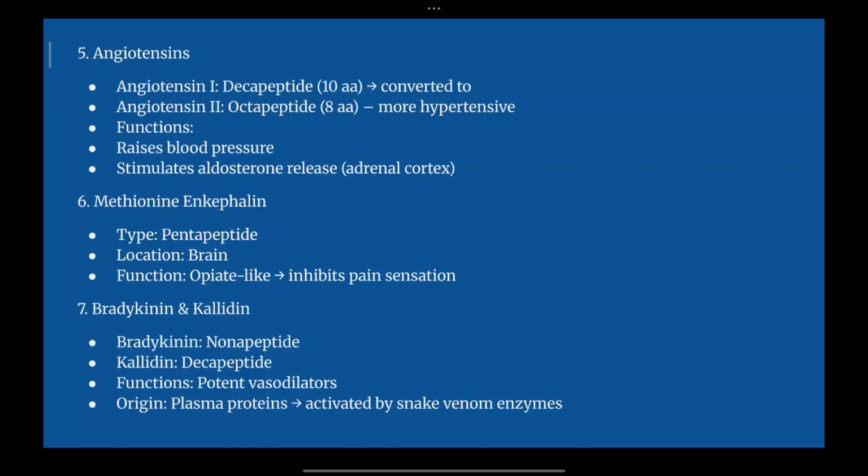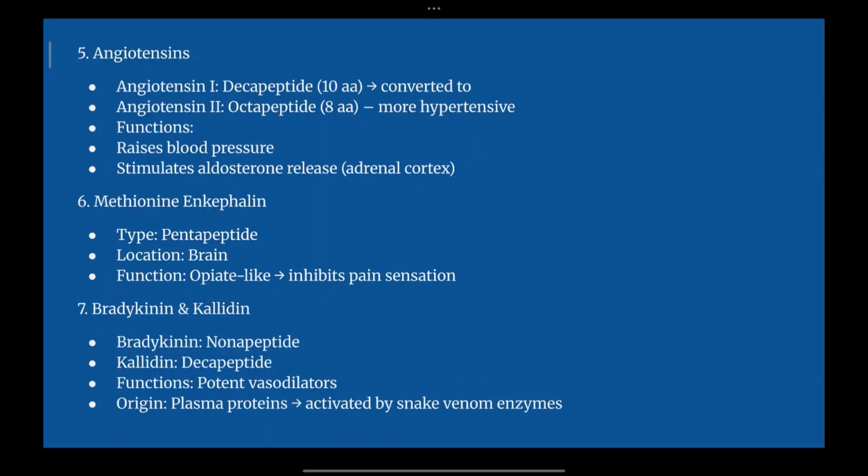So the function of this angiotensin is to raise the blood pressure and stimulate the aldosterone release from the adrenal cortex. So angiotensin works on the blood pressure maintenance. So angiotensin 1 converts to angiotensin 2, the functional form of peptide hormone.